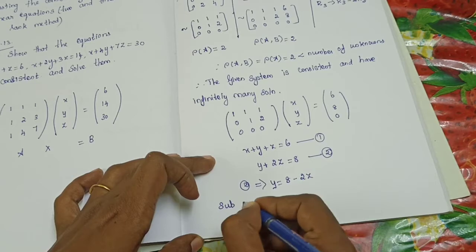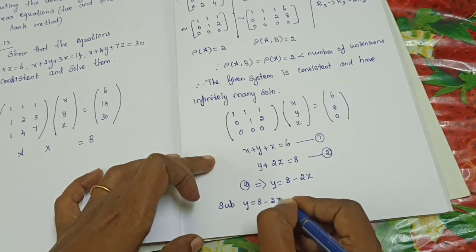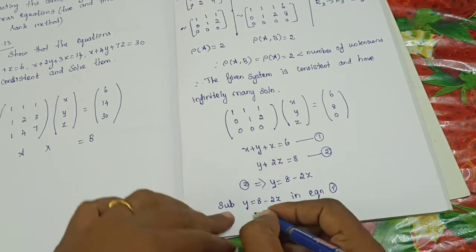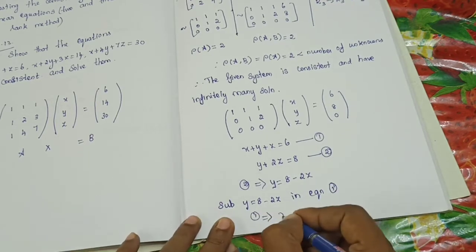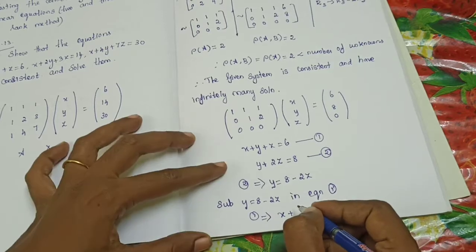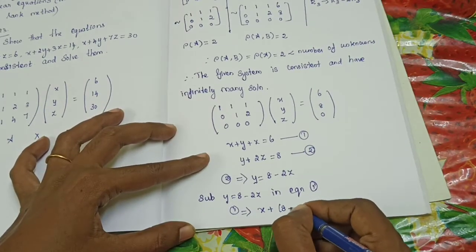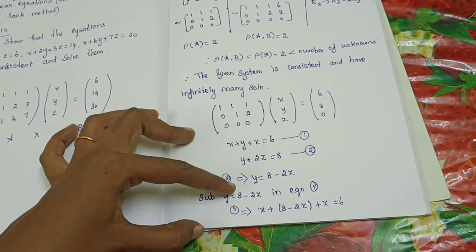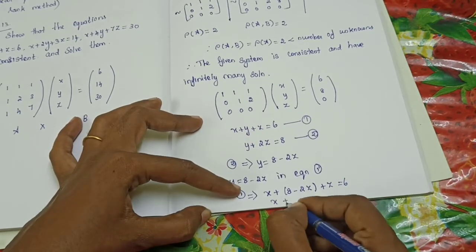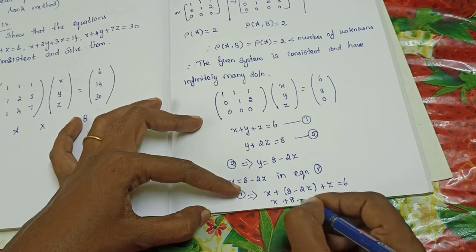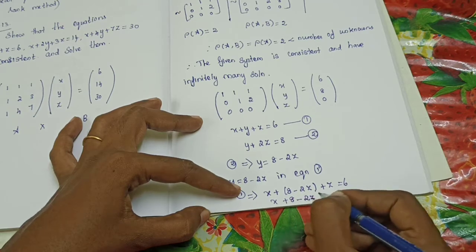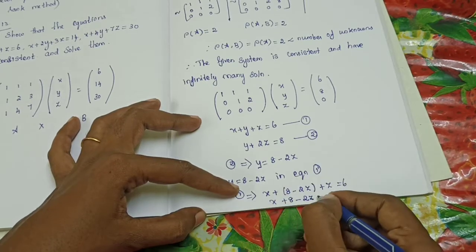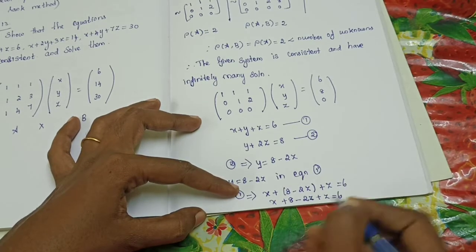Now substitute y is equal to 8 minus 2z in equation number 1. Okay, substituting, what will happen? x plus, in the y place you need to substitute this one. So x plus 8 minus 2z plus z is equal to 6.